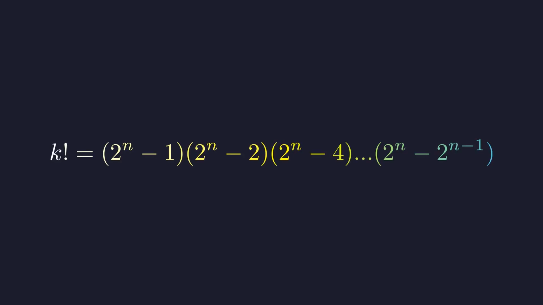Here's a fascinating problem from the 2019 International Mathematical Olympiad. We seek all pairs of positive integers, k and n, that satisfy this equation. The left side is a simple factorial, while the right side is a more complex product. Let's begin by analyzing this expression.